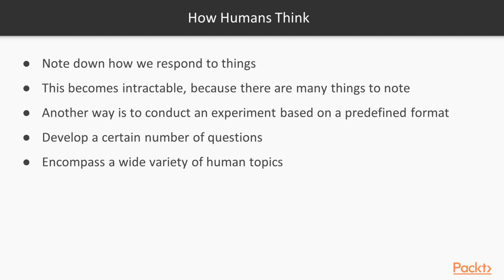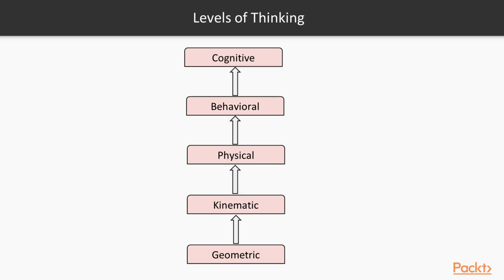Another way to do this is to conduct an experiment based on a predefined format. We develop a certain number of questions to encompass a wide variety of human topics, and then see how people respond to it. The diagram shows different levels of thinking and how our brain prioritizes things. Once we gather enough data, we can create a model to simulate the human process. This model can be used to create software that can think like humans. Of course, this is easier said than done.